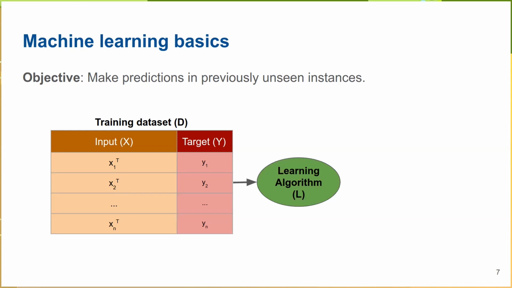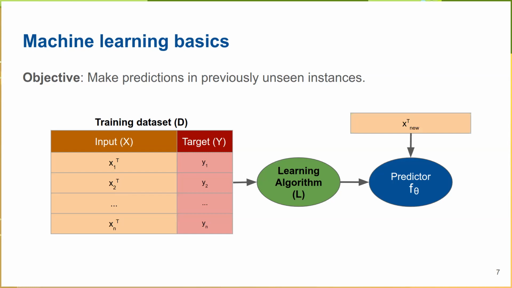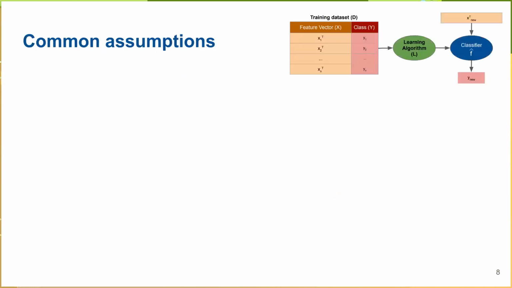Then we input this training dataset into a learning algorithm. And this learning algorithm outputs a predictor. We learn the parameters, usually of a parameterized model. And then we use this model with a new instance that we have never seen. And then the predictor says, well, this is my prediction. This is the class, or this is the real value that I believe is associated with this new instance.